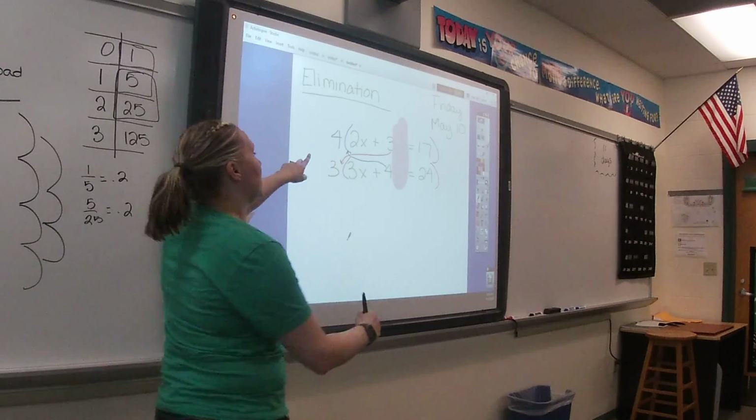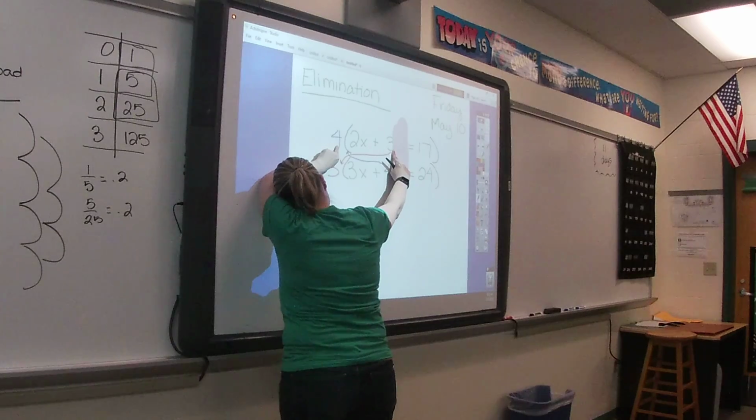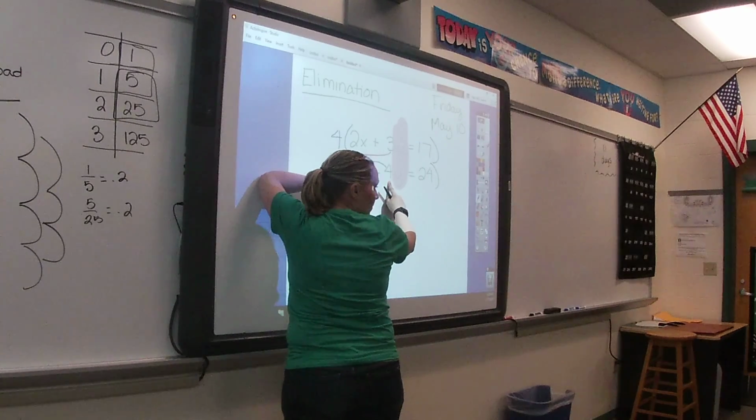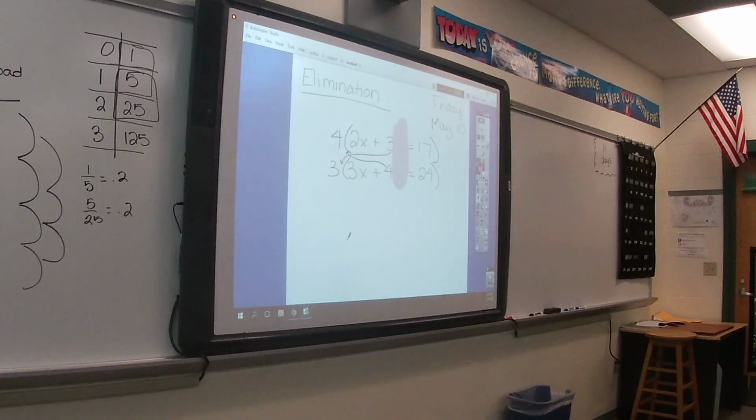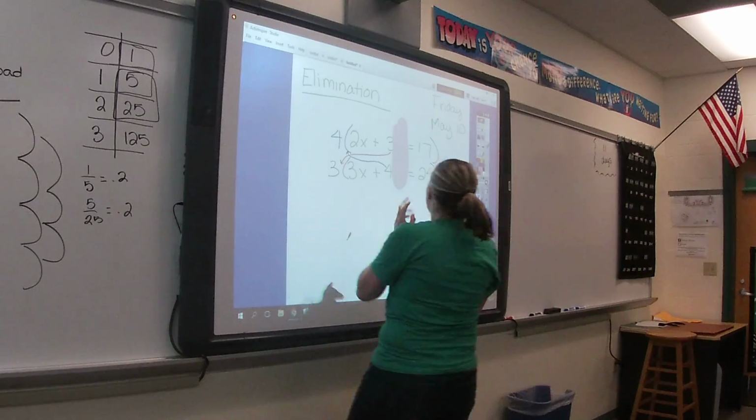When we do that, what is 4 times 3? 12. What is 3 times 4? Now I'm making them be the same number. So that takes care of one of the criteria. We said we want them to be the same number and we want them to be the opposite sign. So if I want them to be the opposite sign, now I'm going to check.